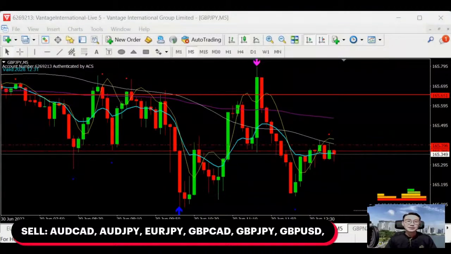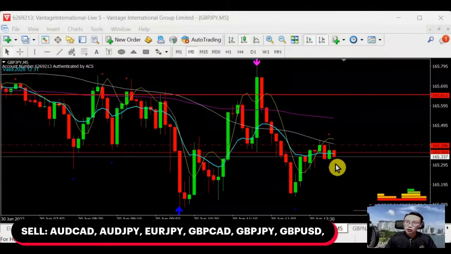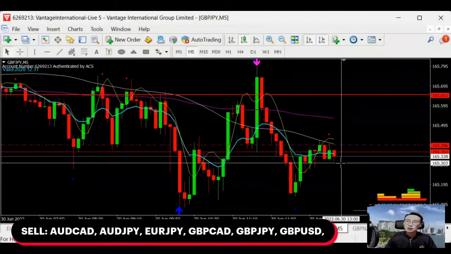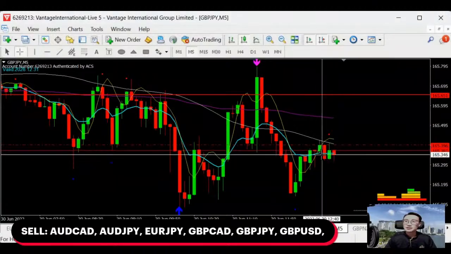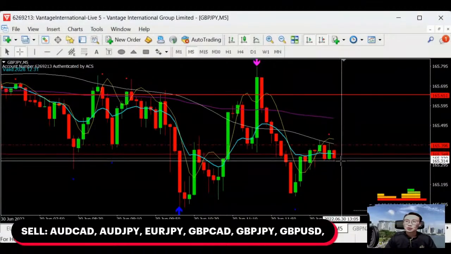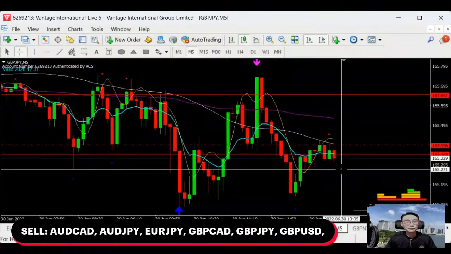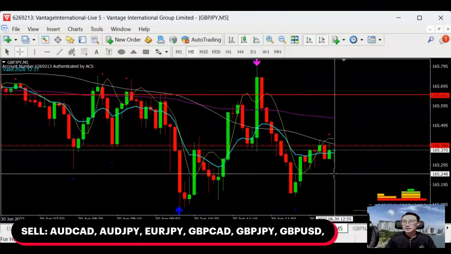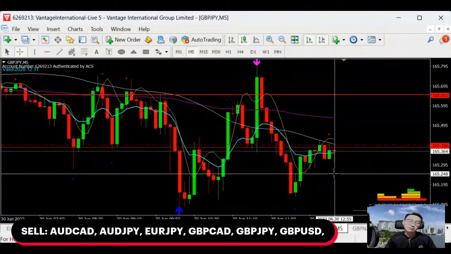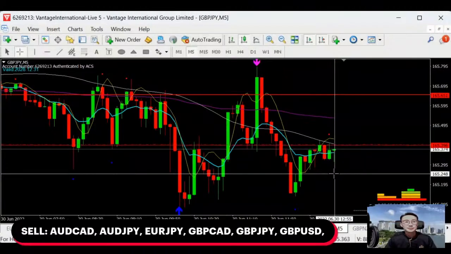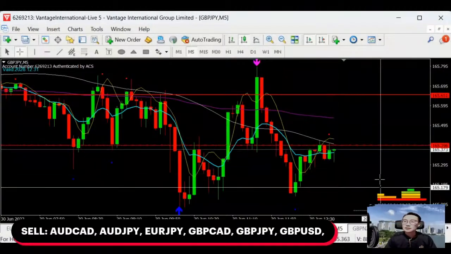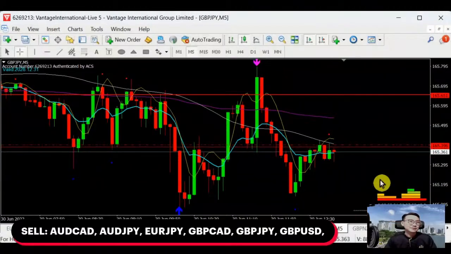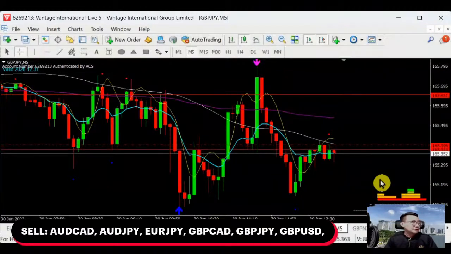So if this current candle can close below, something like this, and the next candle can open and go below the previous red candle, then I will say that, yeah, I think that was pretty good.